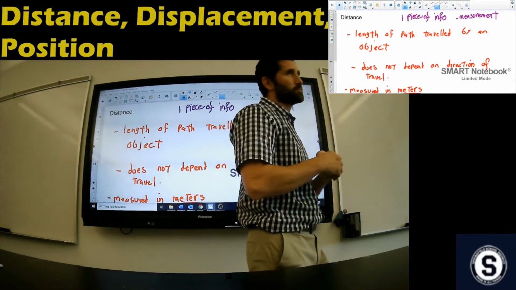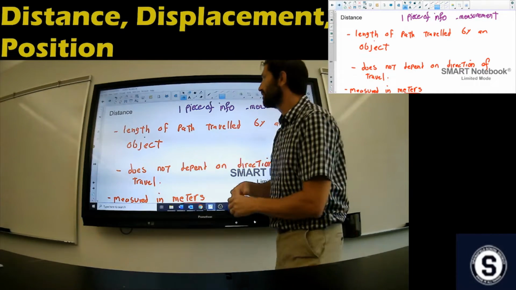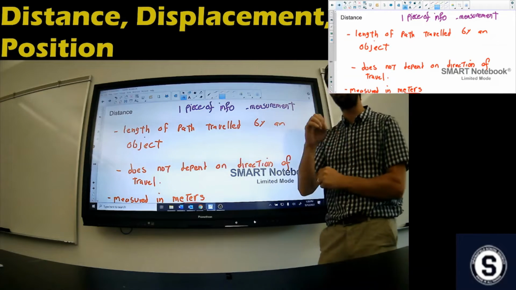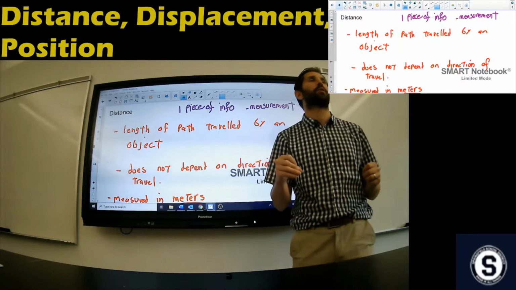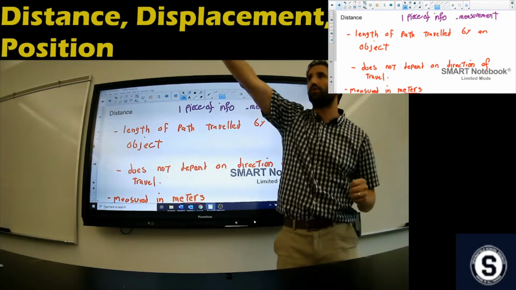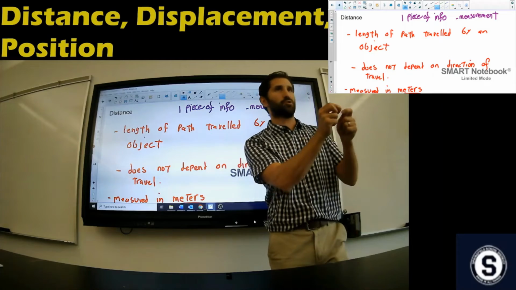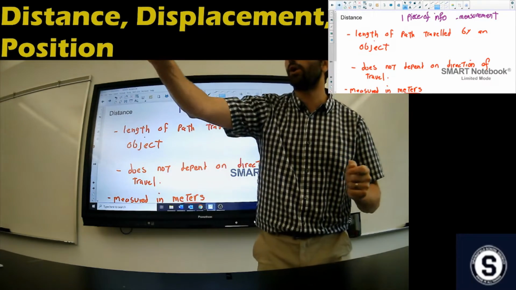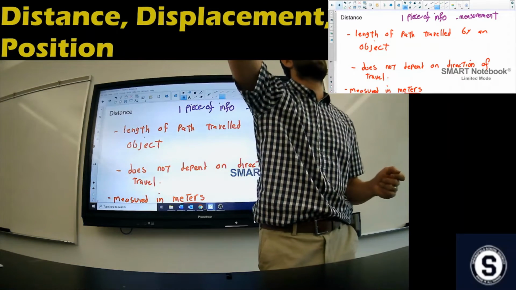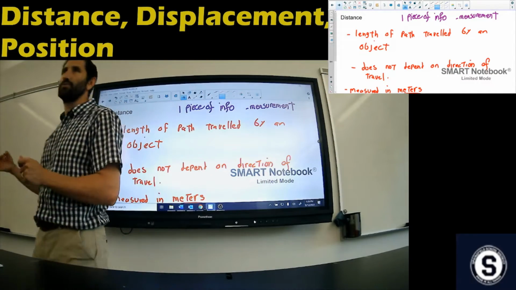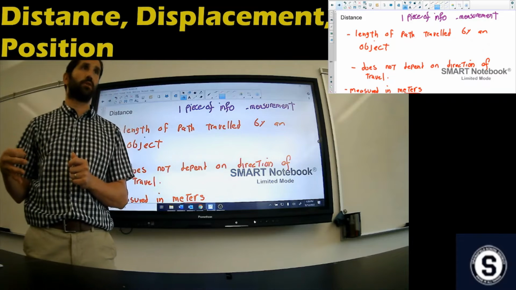So distance, by definition, is the length of the path traveled by an object. I want you to literally think about this. Imagine an object moves in whatever random path it moves. I want you to imagine taking a piece of string and stringing it along the path that the object took. How long is the piece of string? That is what we mean when we talk about distance.